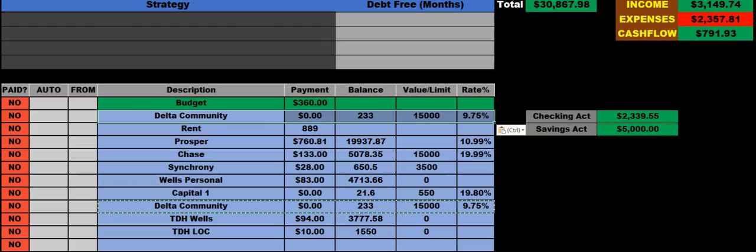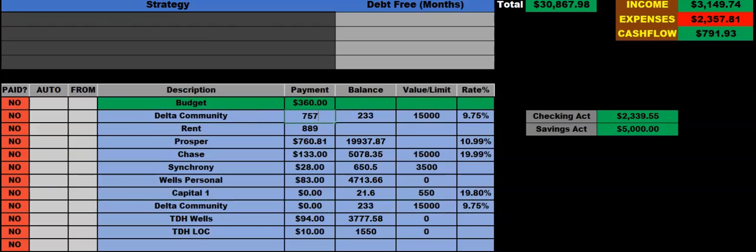So the bills card, $757.15, which leaves our cash flow back at $34.78. She has a $15,000 limit, 9.75% interest rate.